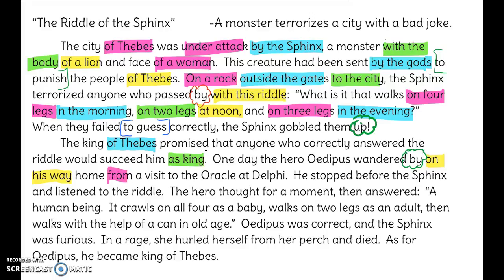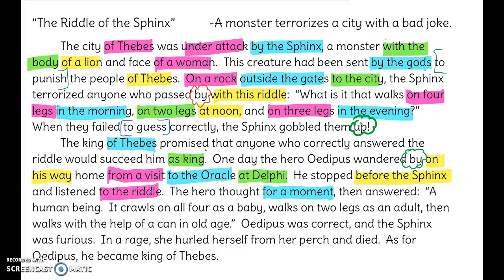From a visit. To what? To the oracle. At what? At Delphi. He stopped before the Sphinx and listened to the riddle. Before is a preposition. Before what? Before the Sphinx. And listen to what? To the riddle. The hero thought for a moment and then answered, a human being. For what? For a moment. And I think that's it for that sentence.